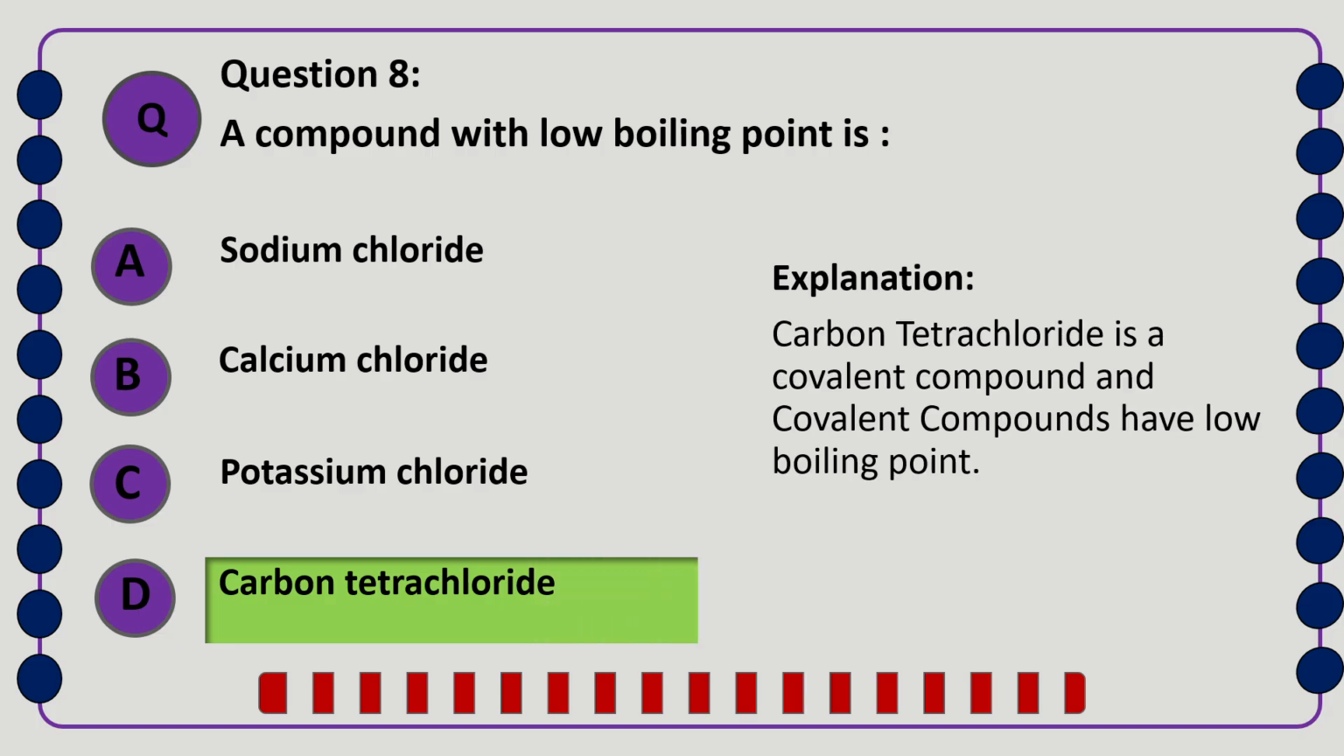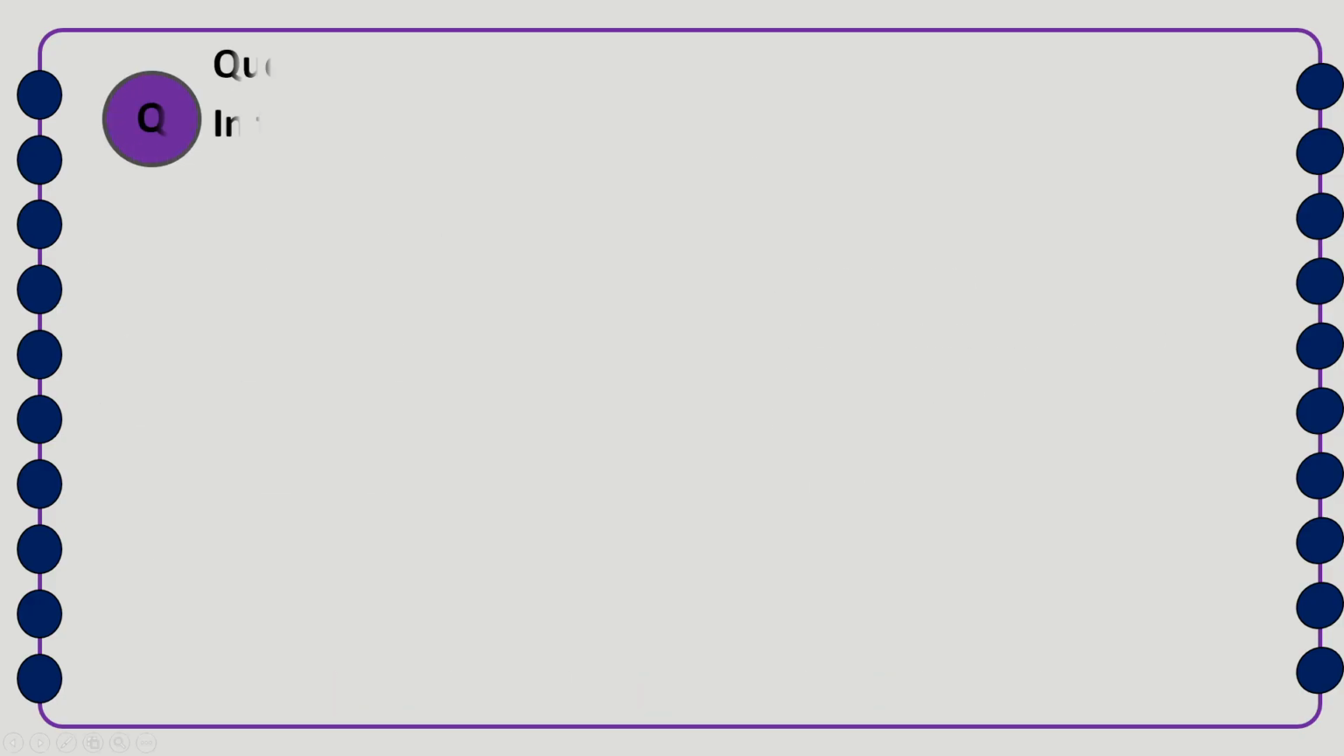The correct answer is carbon tetrachloride. Carbon tetrachloride is a covalent compound and covalent compounds have low boiling point. Before, in MCQ, we have already discussed about van der Waals force. Hope the concept of covalent compound is clear. Let's move on to the next question.